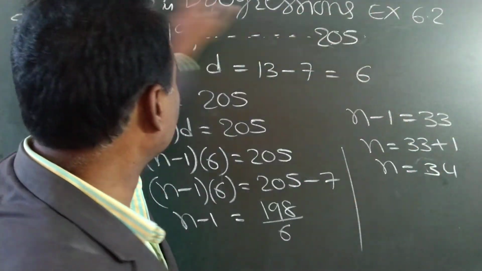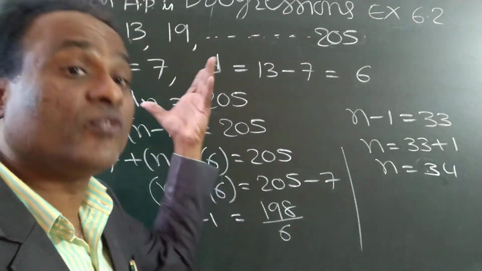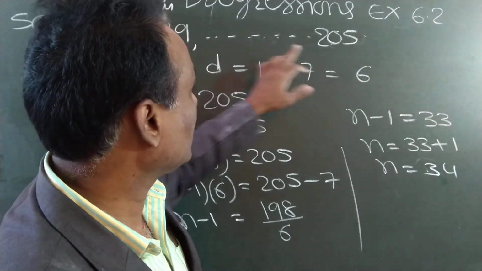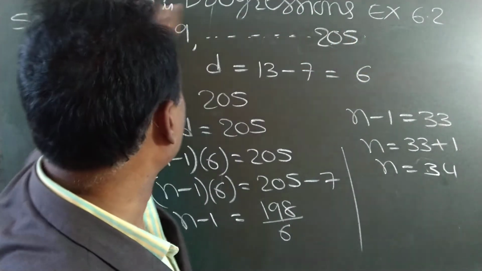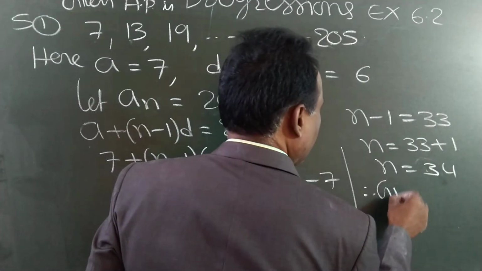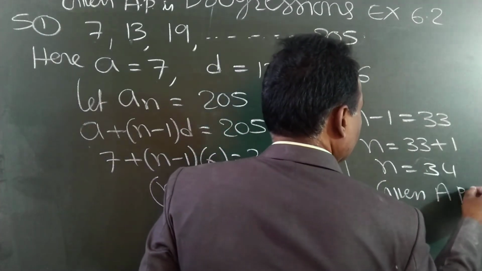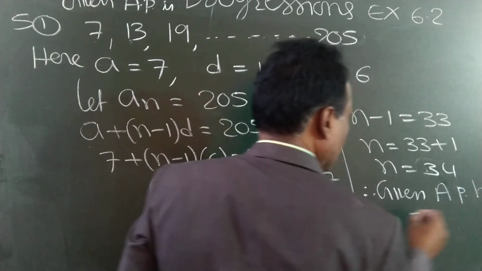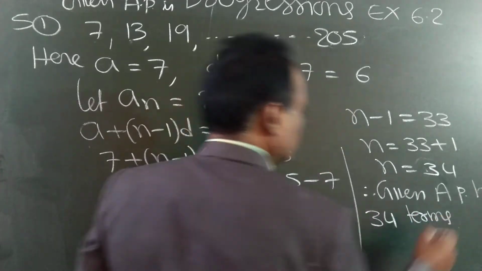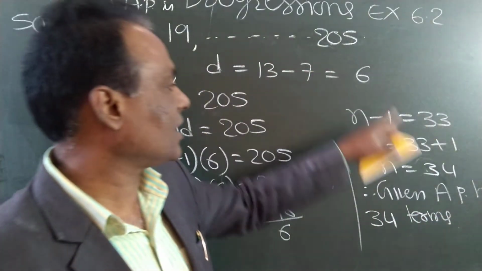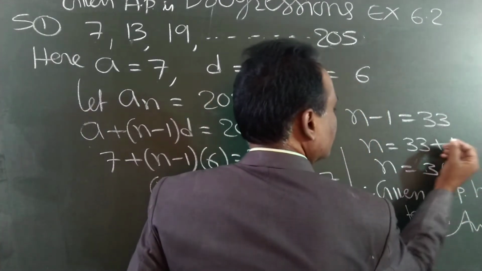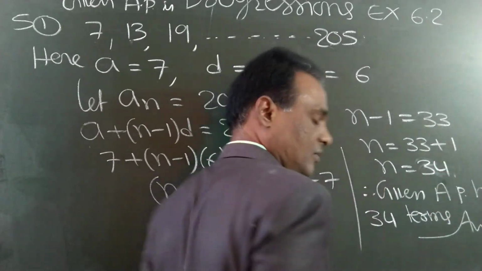34th number. That means this series is having how many numbers? 34 numbers it has. So this AP is having how many numbers? 34 numbers. Starting from 7 to 205, there are a total of 34 numbers. Therefore, the given AP has 34 terms. It is having 34 terms. Write down, students.